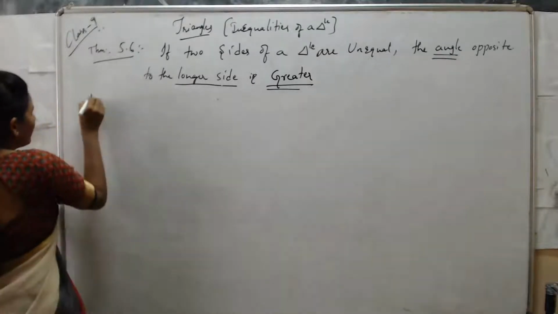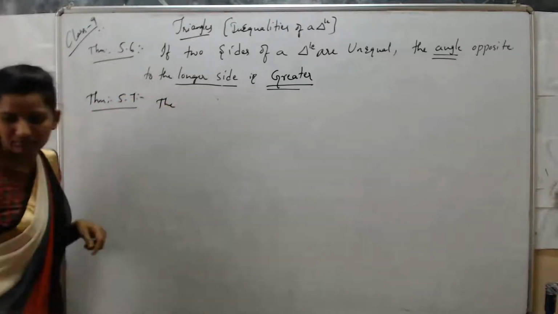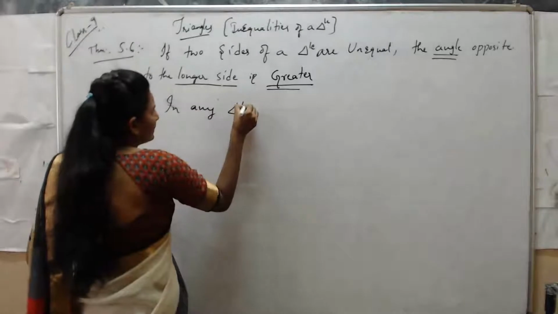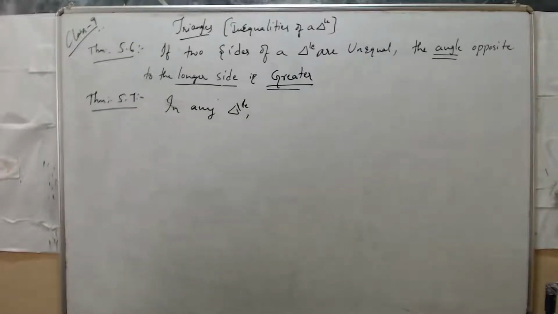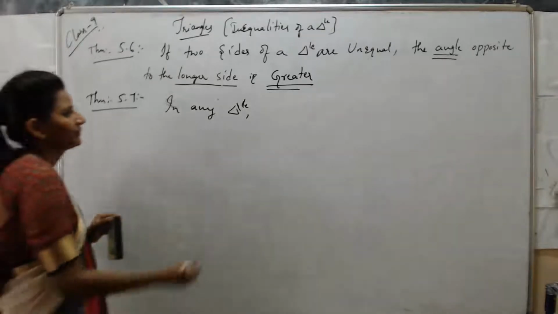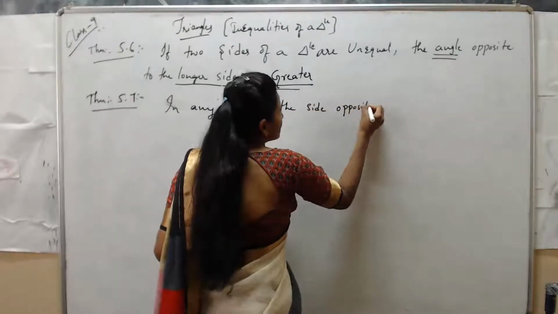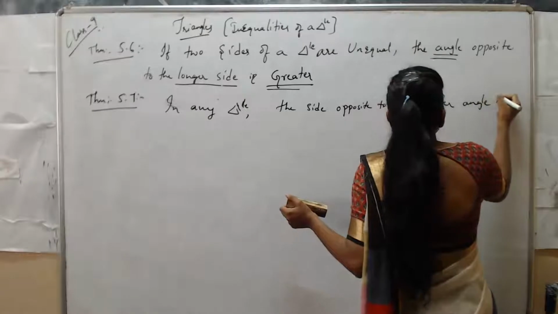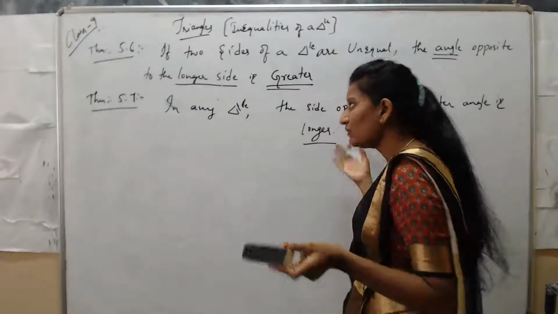This is the converse of this. I have already said, Theorem 5.7: In any triangle, the side opposite to the greater angle is longer. It means the reverse of 5.6.